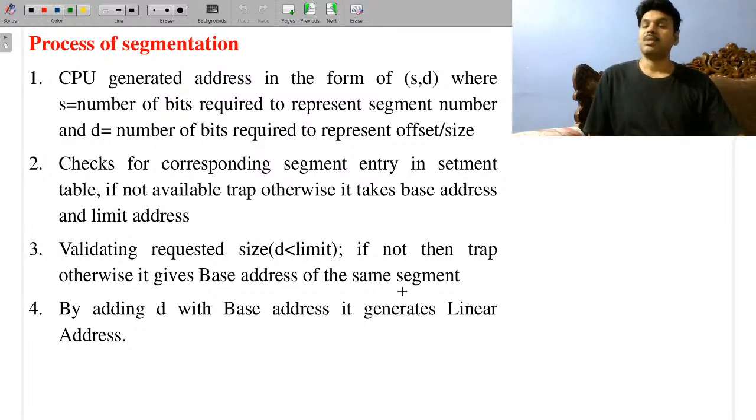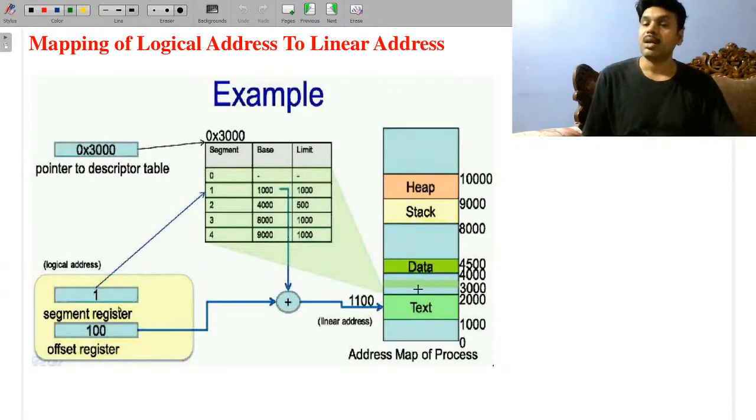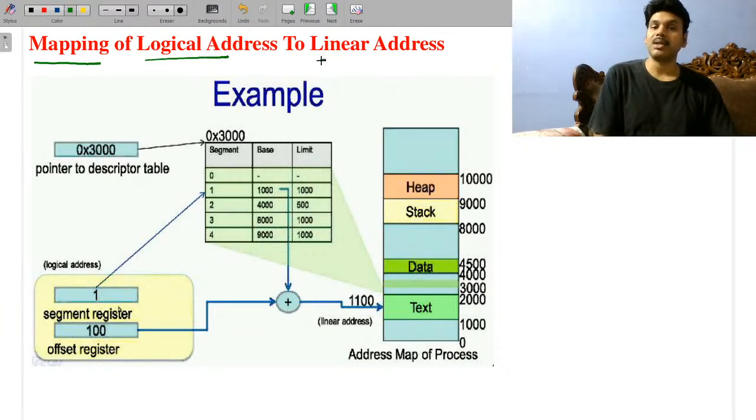So what is the process of segmentation? The process of segmentation is like this. First, the CPU generates the address S comma D, and S is the number of bits required to represent your segment number. Next, you need to check whether the segment size is lesser than the limit register or not. If it is satisfied, immediately we do a plus operation, just adding your requested number to your base register. So that is how I am doing logical address mapping.